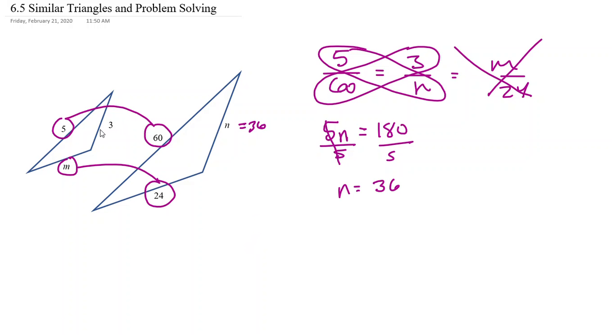But it would also work if I went within the triangle itself. So if I set up the ratio like this, the 5 side matches up with the m side in the same way that the 60 side matches up with the 24 side. So I can say 5 to m equals 60 to 24. Okay, so now each ratio is a different triangle. The small triangle's on the left, the big triangle's on the right, and then the corresponding sides, the long sides are on the top and the shorter sides are on the bottom.